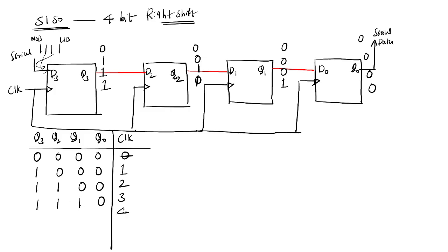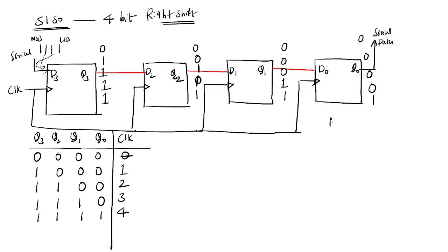At fourth clock pulse, what happens? This MSB will come to this side, and this will be shifted. Here Q naught becomes 1, Q1 becomes 1, and this becomes 1, and this also becomes 1. So at which clock pulse will the data be loaded? How many clock pulses are required for loading the data? 4 clock pulses.